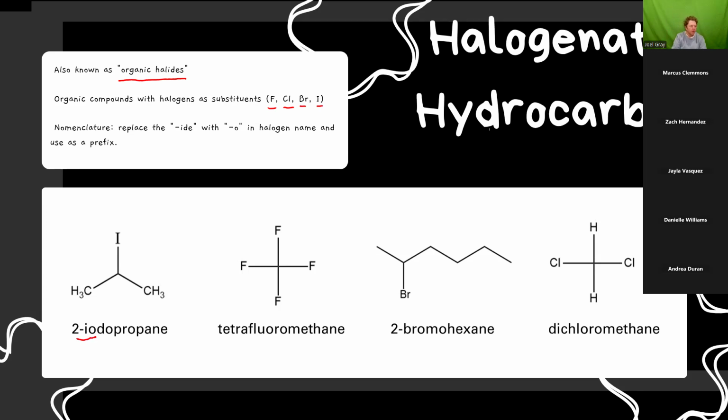2-iodopropane. Now, for each one of these molecules, I just like to work it backwards. A-N-E: no double bonds, no triple bonds. Prop, 3 carbons. So we've got 1, 2, 3. Iodo. Okay, so we've got a 3 carbon molecule with nothing but single bonds and an iodine. Then we got a 2 right out here. Well, there is carbon number 2. One of the things that we previously talked about is numbering carbons. This is 2, it's in the middle. It doesn't matter if we start here, 1, 2, 3, or if we start here, 1, 2, 3.